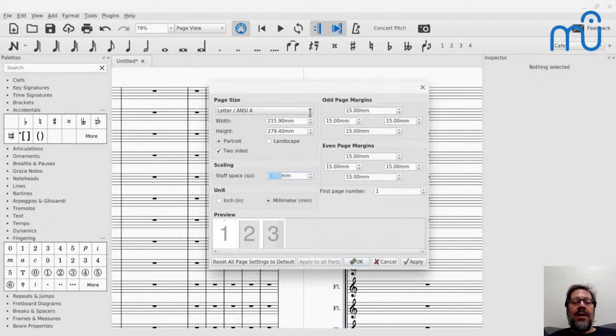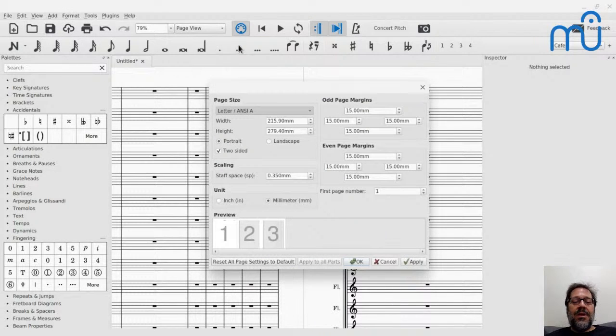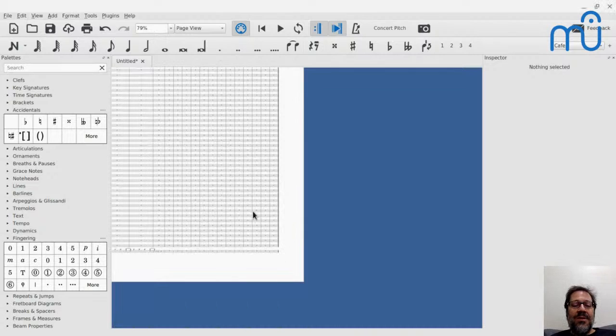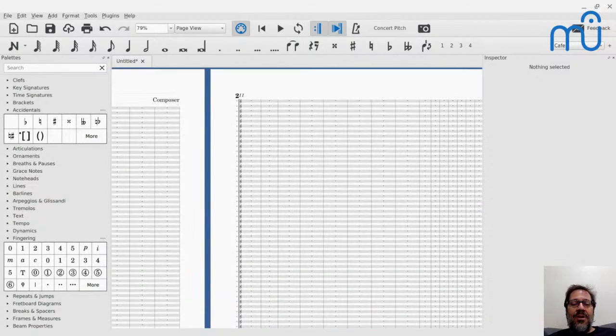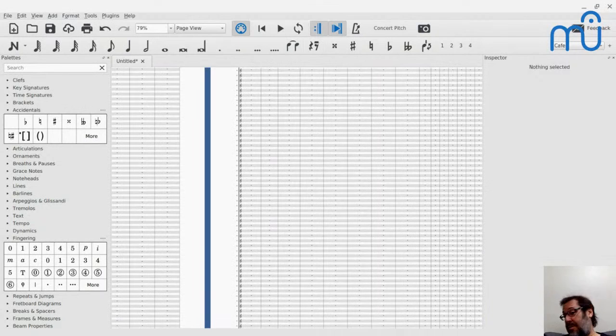Like instead of letter page, I could go with legal page. Is that going to fit? No, I've just added so many crazy numbers of staves. Oh, look, I finally got it to fit. I got a small enough staff size and a large enough page that all those flutes now fit. There are no arbitrary limits like that in MuseScore.